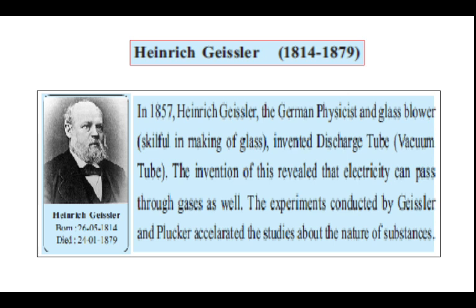Next is Heinrich Geissler. In 1857, Heinrich Geissler, the German physicist and glassblower, invented the discharge tube, that is the vacuum tube. The invention of this revealed that electricity can pass through gases as well. The experiments conducted by Geissler and Plucker accelerated the studies about the nature of substances.